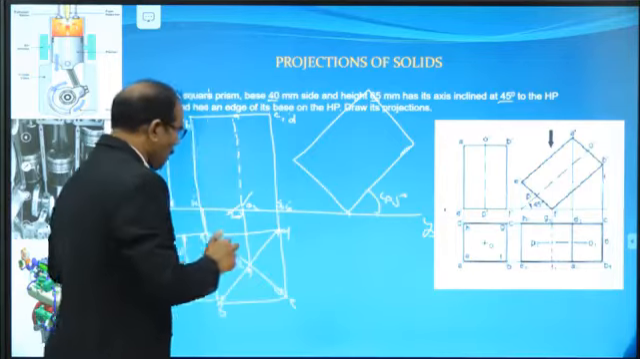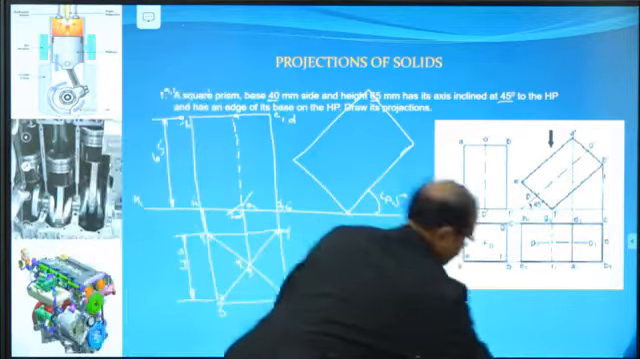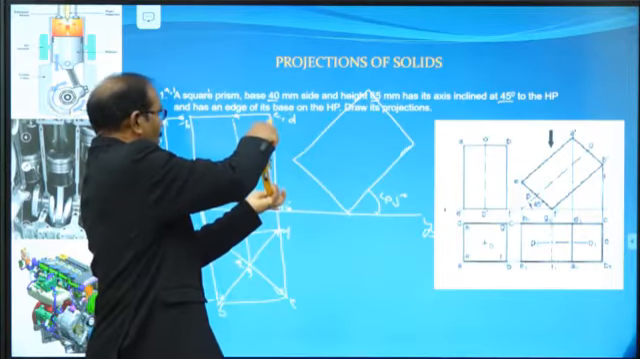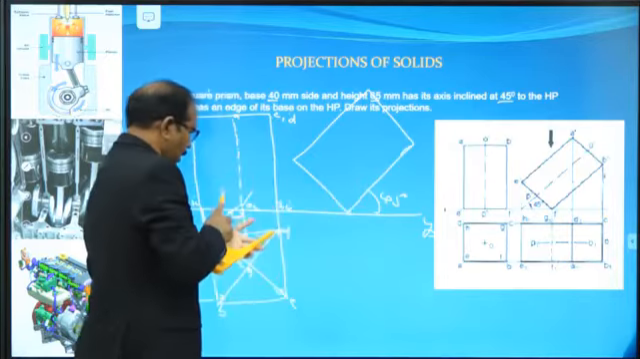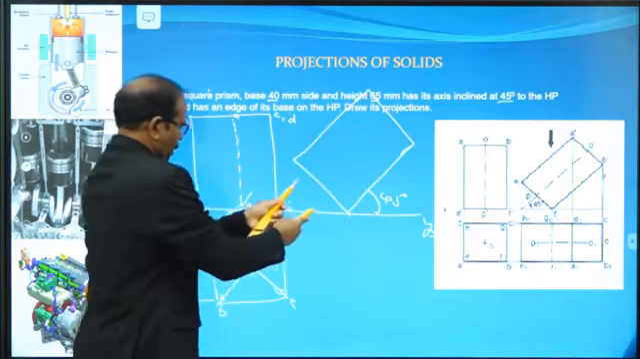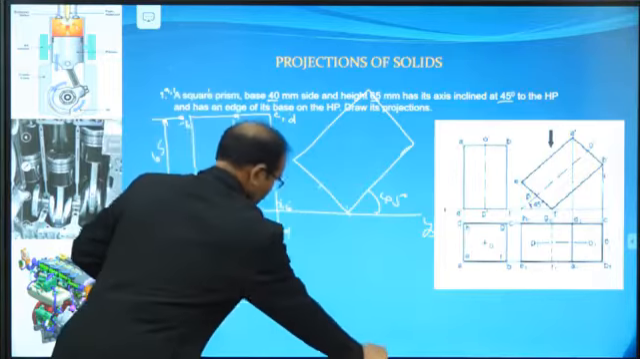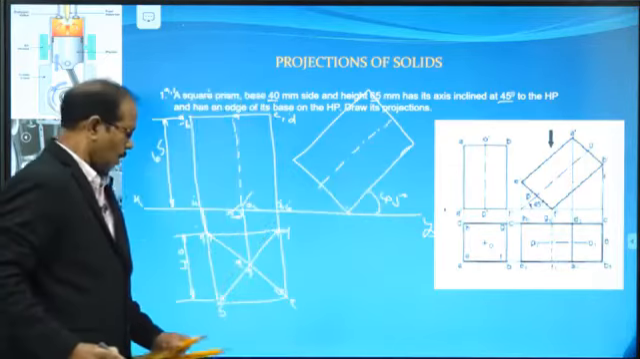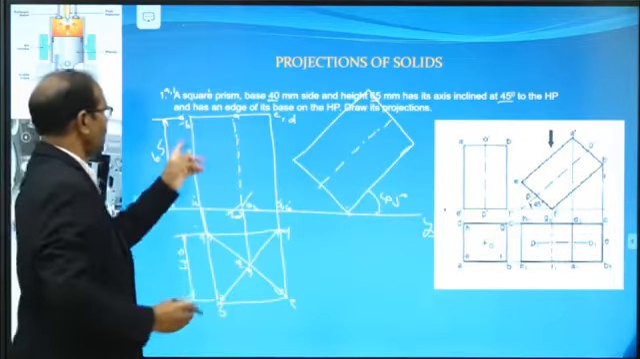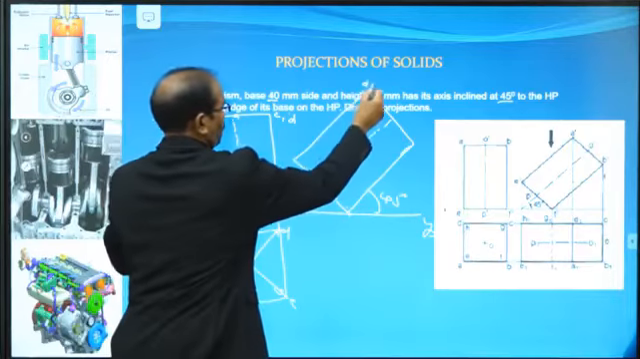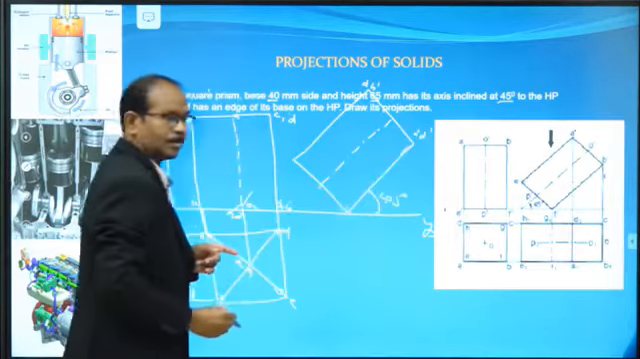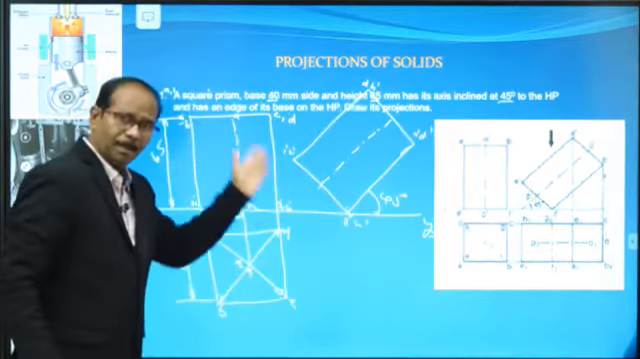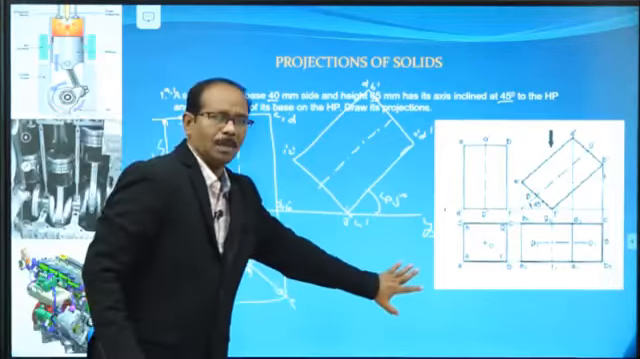Copy this measurement, copy this height. Copy the entire naming and shape: A dash, B dash, C dash, D dash, 1 dash, 2 dash, 3 dash, 4 dash. And project and complete the remaining part.